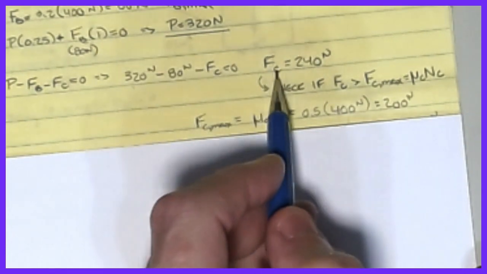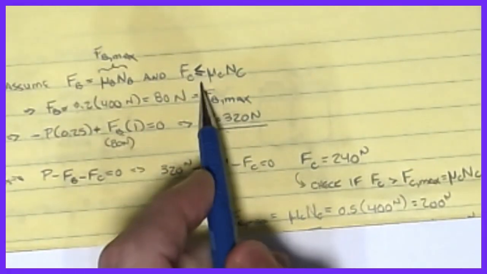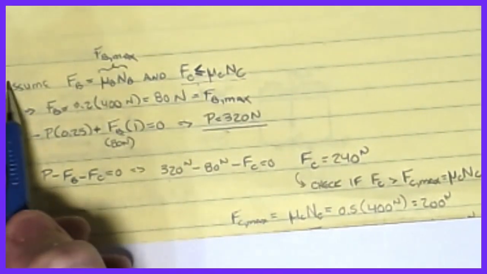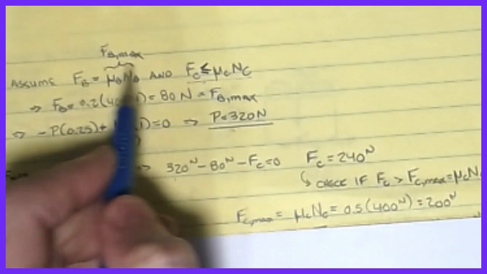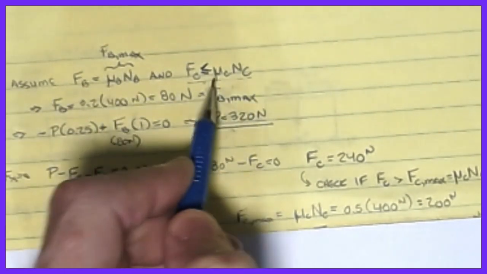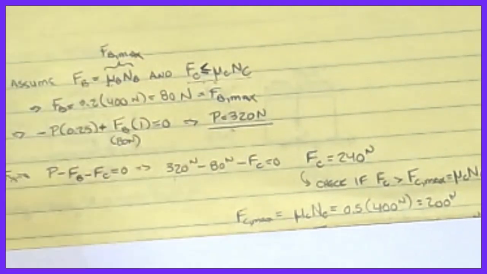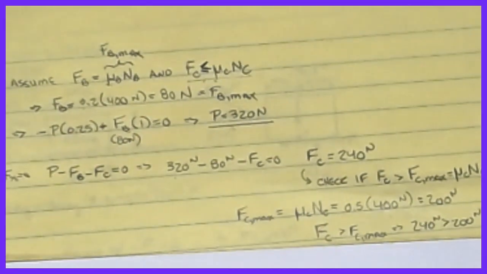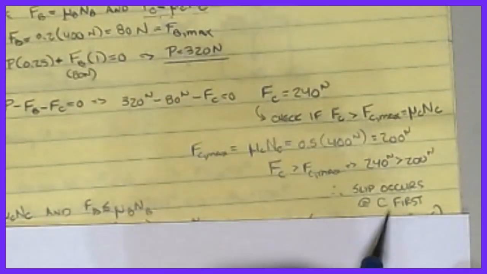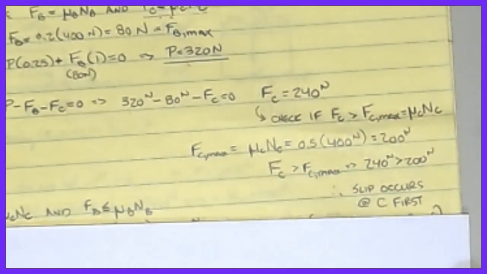So now we're saying that FC is greater than FC max, which is violating that assumption. Okay, because again, we made an assumption of both of these things having to be true. Now this one is true, but that one isn't. So this means that this case is not a valid case, right? So it means that the slipping will occur at C first, not at B. So it's the other criteria.